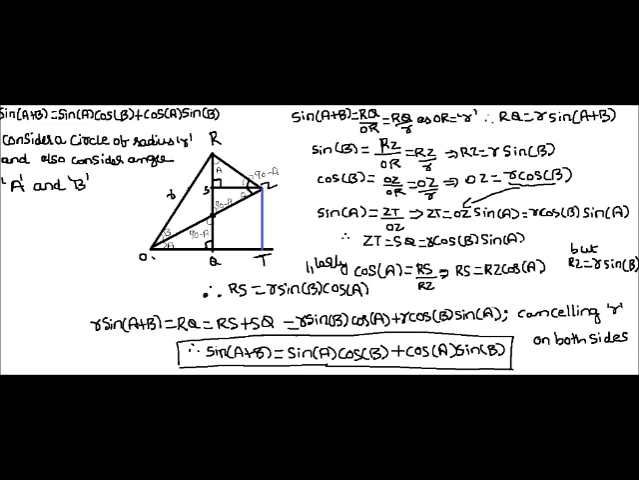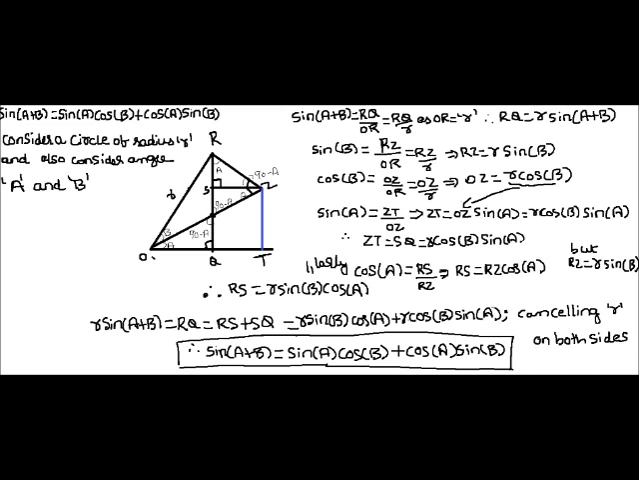Similar to the previous page, now we are calculating sin B from right angle triangle RZO, where sin B is the opposite side RZ by the hypotenuse r. So RZ is equal to r sin B. Now cos B is the adjacent side OZ by r, the hypotenuse. So OZ is equal to r cos B.